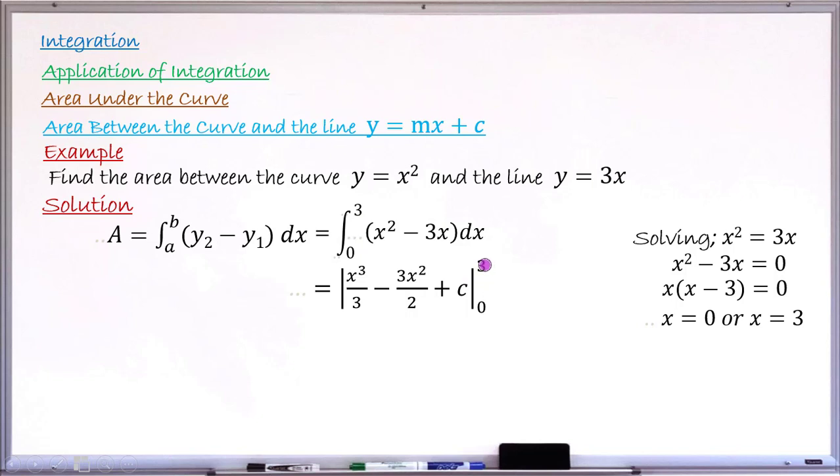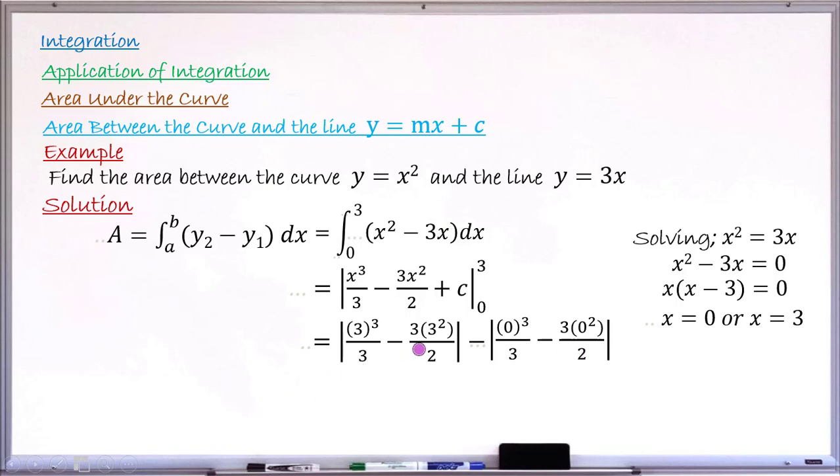So I'm going to replace the x by those limits, starting with the higher limit, which is 3. So let me do that. I'm going to have 3 raised to the power of 3, I have replaced this x by this higher limit, over 3 minus 3x squared. So instead of x, I now have a 3 there. So I'm going to have 3 times 3 squared all over 2, minus, that is, I'm now going to substitute the lower limit in here. So I'm going to have 0 raised to the power of 3 all over 3 minus 3 times 0 squared all over 2.